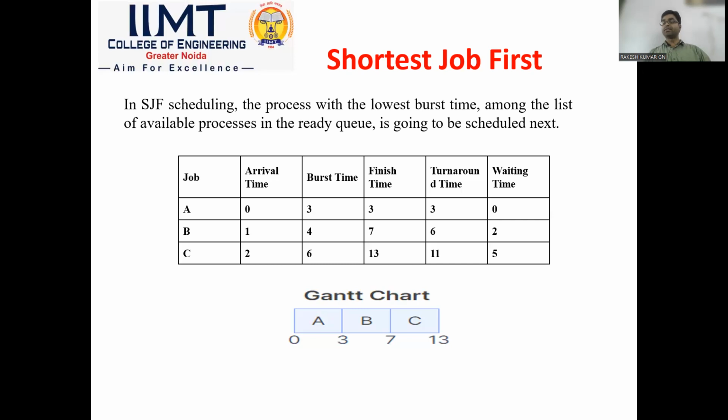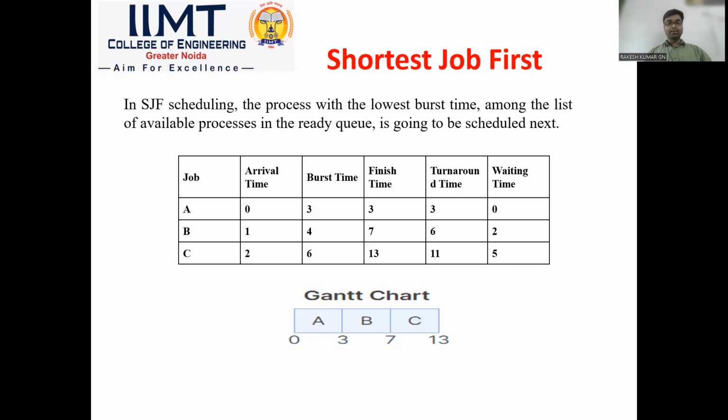So we have FCFS, but what is the basic difference between shortest job first and the FCFS algorithm? In FCFS, the process executes on the basis of arrival time, while in shortest job first, processes execute on the basis of burst time, even though it follows the criteria of arrival time.